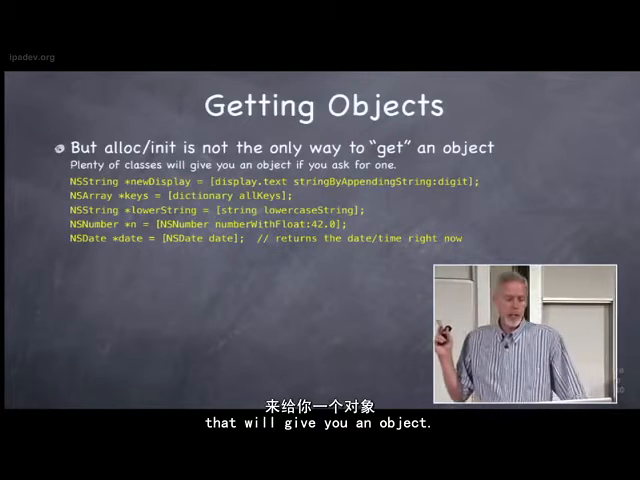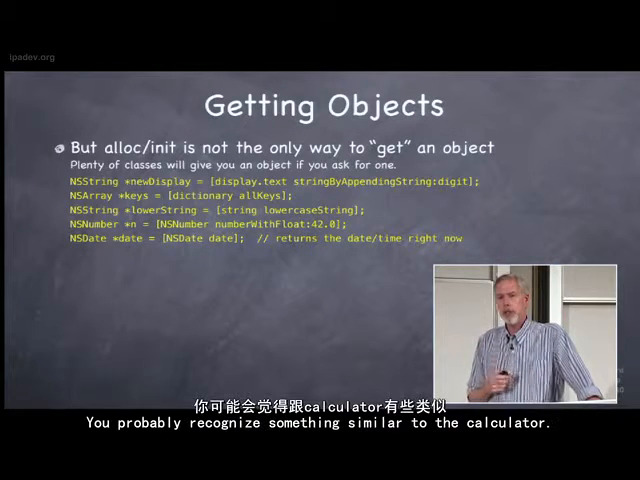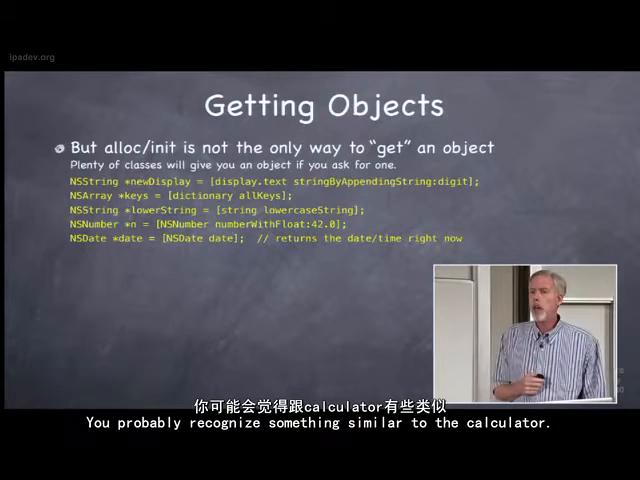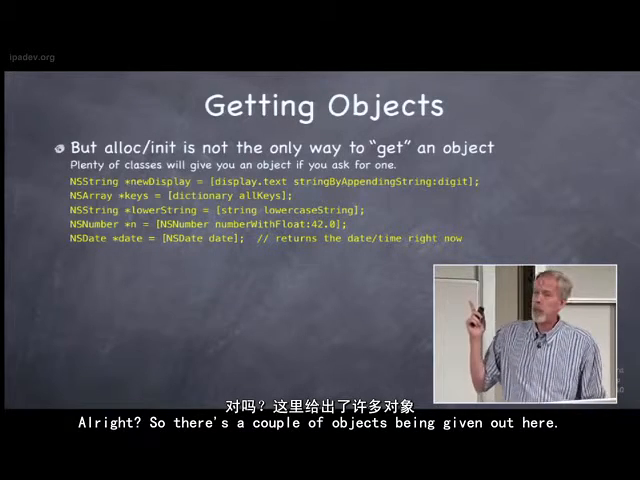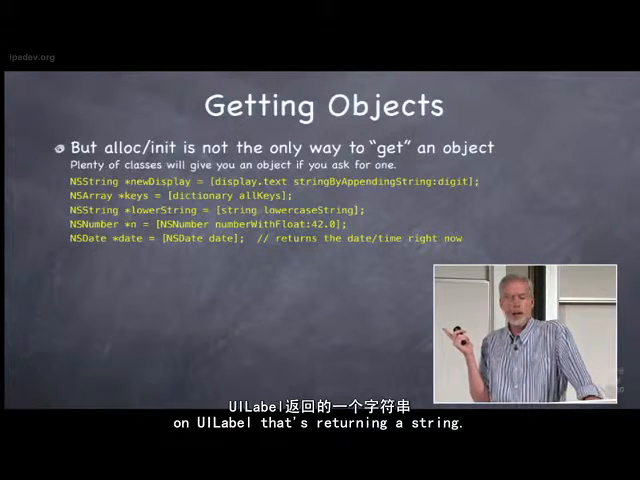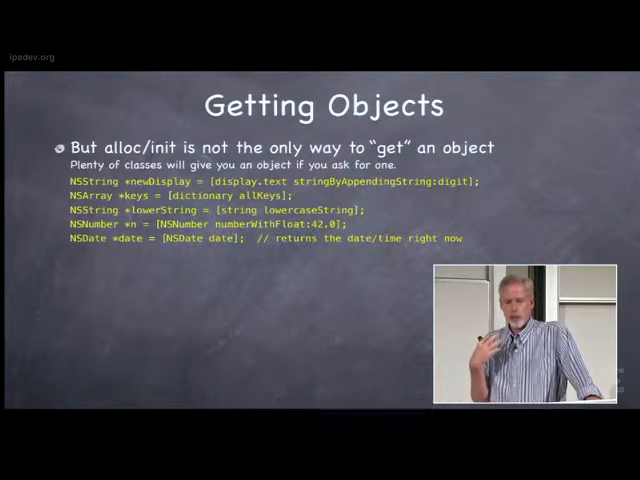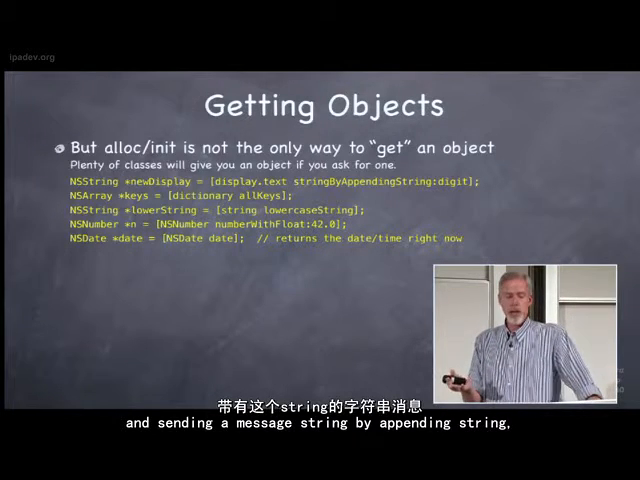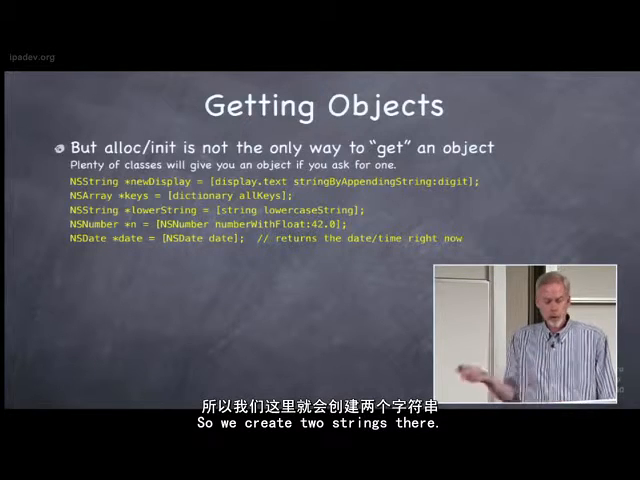So, for example, NSString display equals display.text stringByAppendingString digit. You probably recognize something similar to the calculator, right? There's a couple of objects being given out here. display.text, that's a string property on UILabel that's returning a string. And then we're taking that string and sending it a message stringByAppendingString. That's creating another string, okay, and returning it. So we create two strings there.